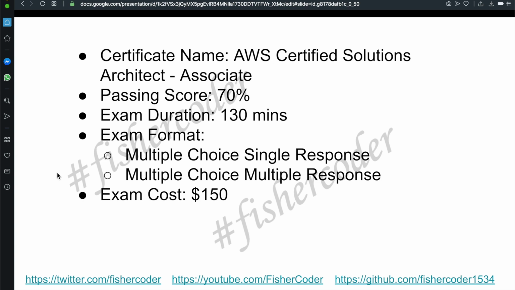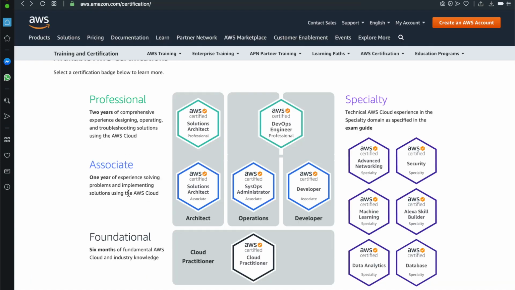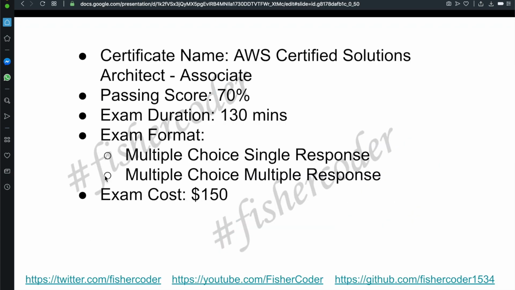Last, the exam cost is $150. I think it's slightly more expensive than the previous one. The previous one was $100, right? So as you progress through the career ladder of AWS certification exams, it's going to be a little bit more expensive because the certificate carries more weight.